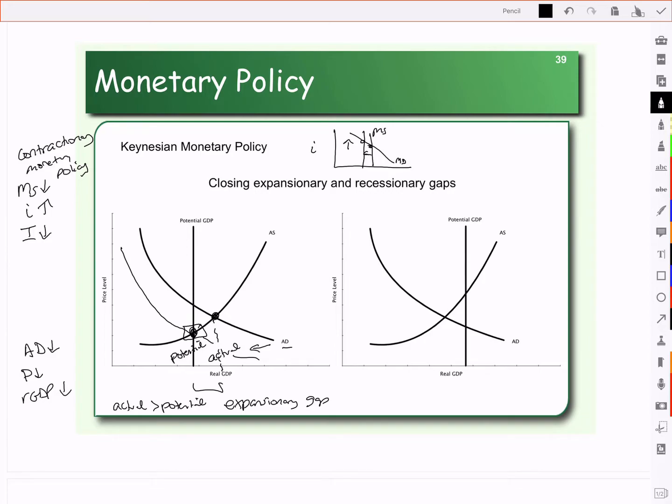Well, what if you're the scenario that's on the right? So here's equilibrium. So this is the actual size of our economy. Here's potential. So in this case, potential is more than our actual. And if potential is more than our actual, we have a recessionary gap.